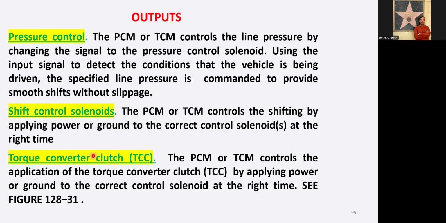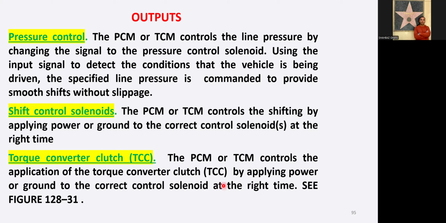Then we have the torque converter clutch. The powertrain control module or transmission control module controls the application of the torque converter clutch by applying power or ground to the correct control solenoid at the right time.